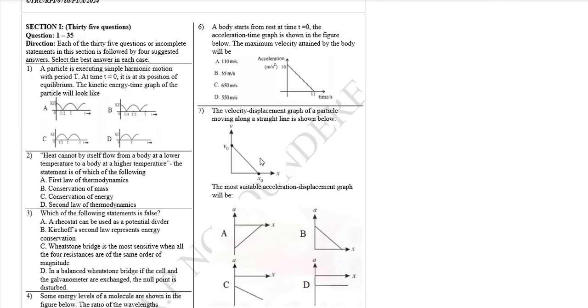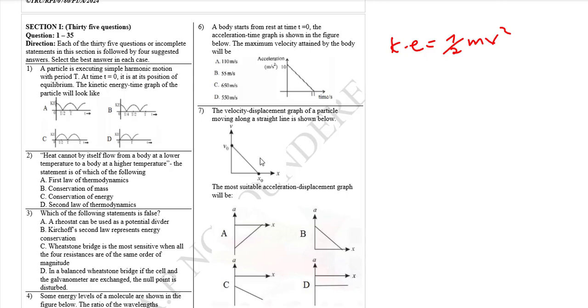Now, number 1: a particle is executing simple harmonic motion with period T. At time t equals 0, it is at its position of equilibrium. The kinetic energy time graph of the particle will look like. So the first thing we have to know is how to calculate the kinetic energy. The kinetic energy is normally given by a half mv squared.